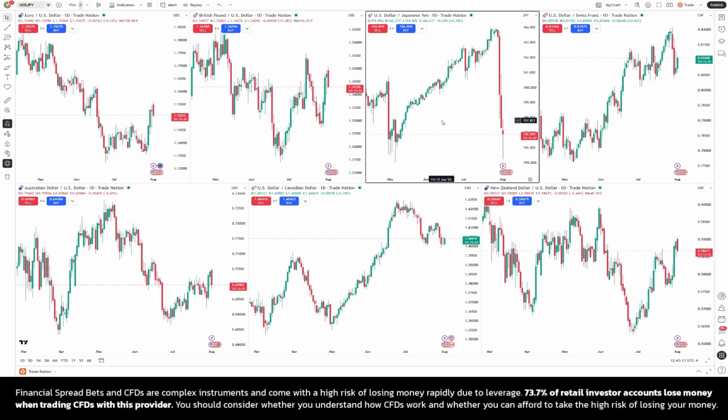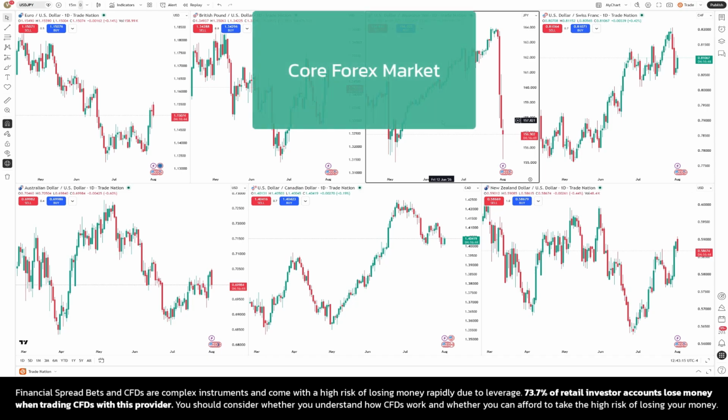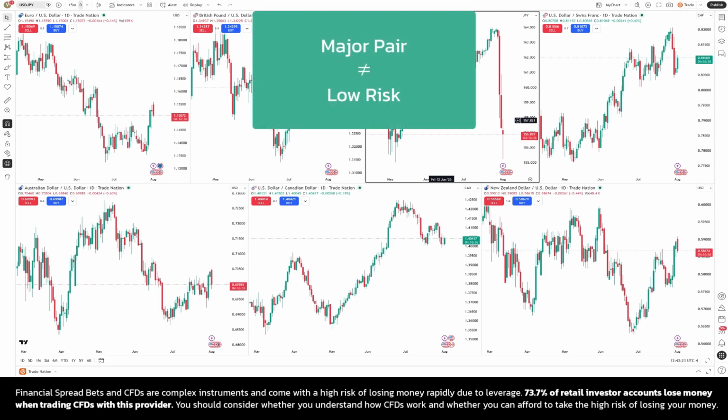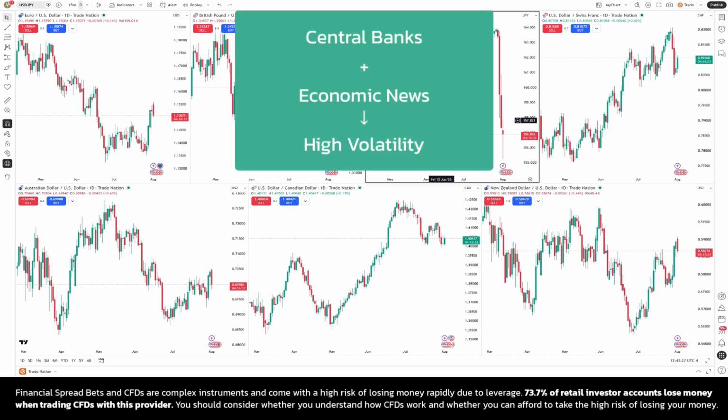The key takeaway is this: major forex pairs are the core of the forex market. They're widely followed, heavily analysed, and central to global trading activity. But major doesn't mean safe. These markets can still move fast, especially around central bank decisions, inflation data, and major economic releases.